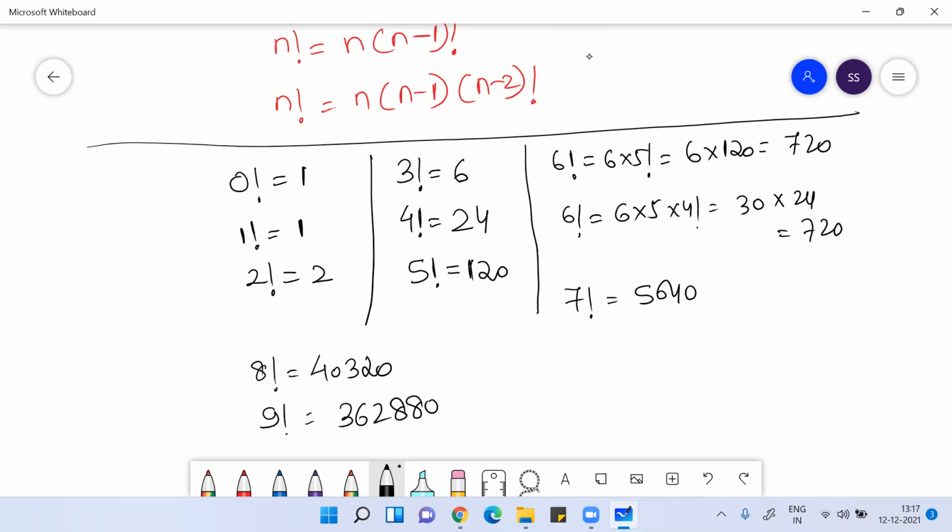Clear, everyone? Anyone, any doubt? Everyone understanding, right? So this much we have to buy.